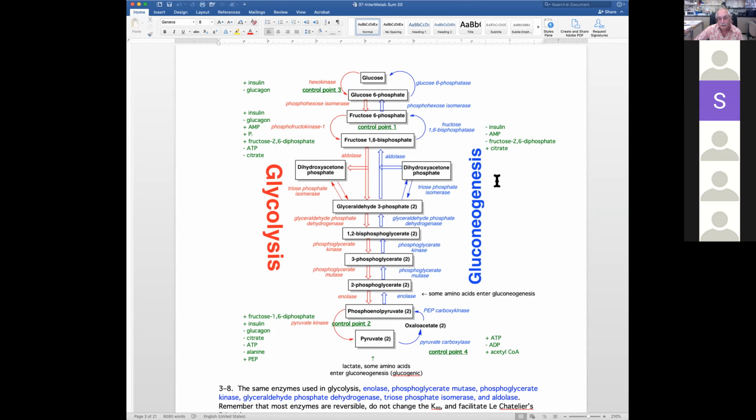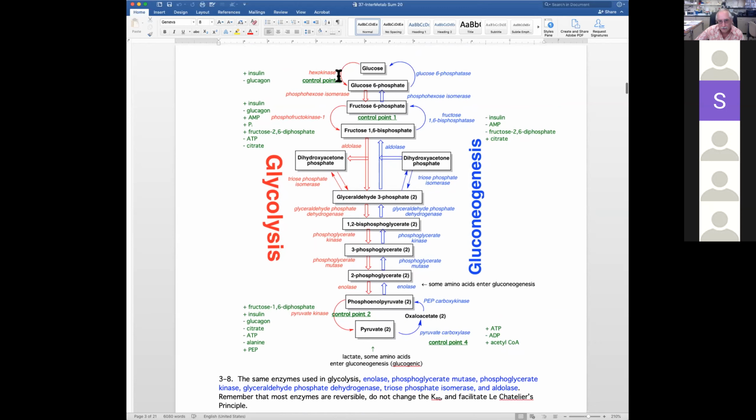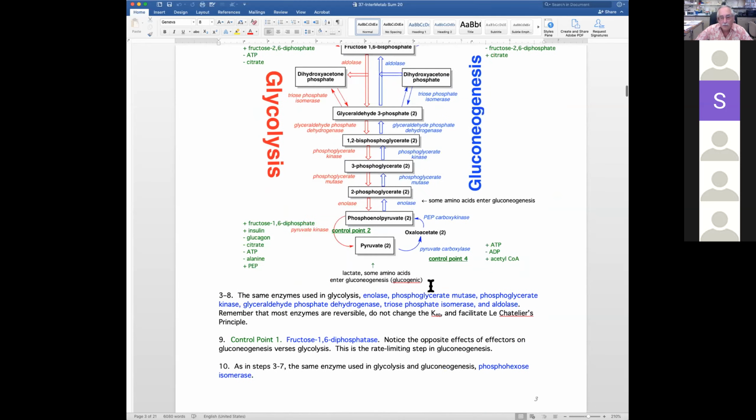And then if you look at where there's control points, those are different enzymes, right? Why is this the same enzyme? Because the same enzyme will catalyze both directions for a reaction, right? Here's another control point where you have two different enzymes that are turned on and turned off by opposite things. And then this is not regulatory, so the same enzyme, same enzyme, same enzyme. And then you get to a control point, they have to be different.